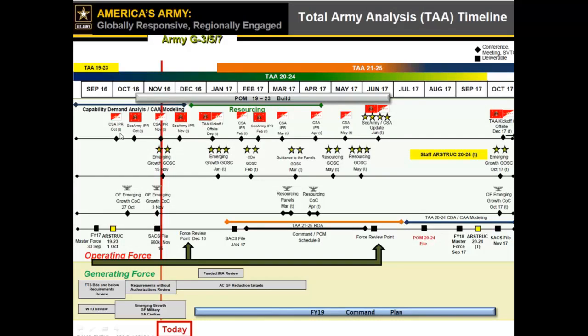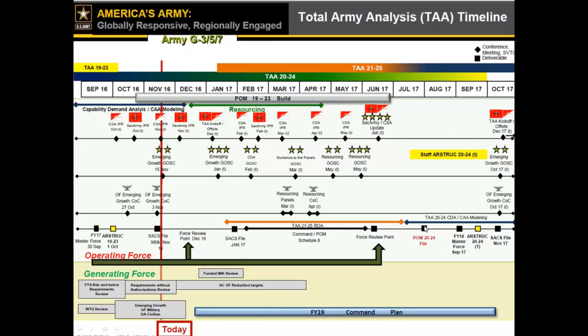And this is the timeline. Just an example. This is one for which TAA? For 1923, so the one we're currently in. We're here in January, so it started back in September, or October. We had the kickoff offsite, the emerging growth GOSC, and they'll go through everything. This is phase 1 here: capabilities demand analysis and CAA modeling. So we're in phase 2 now, resourcing, here in January for the TAA. That structure will come out and be done.